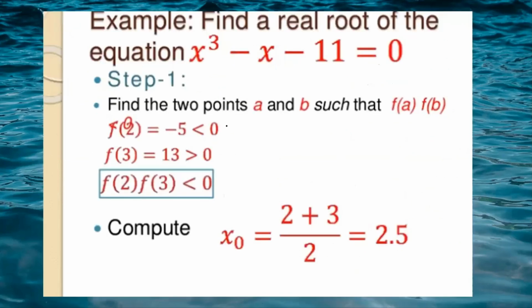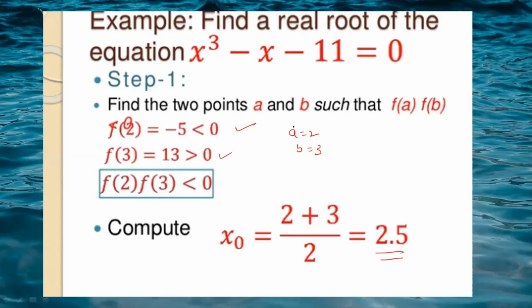Now I will explain this bisection method with taking some example. Find a real root of the equation x cube minus x minus 11 is equal to 0. So I have chosen f of 2. F of 2 is 8 minus 2 minus 11, so minus 5. F of 3 is 13. So I have chosen 2 points with two different signs. What is the 2 points here? A is equal to 2 and b is equal to 3. So what is x naught? A plus b by 2. That is 2.5. So like the procedure, like the algorithm, I am going on explaining to you.